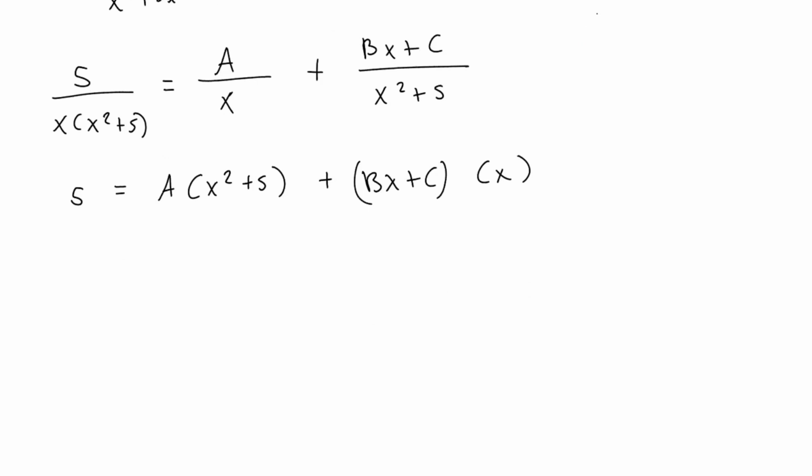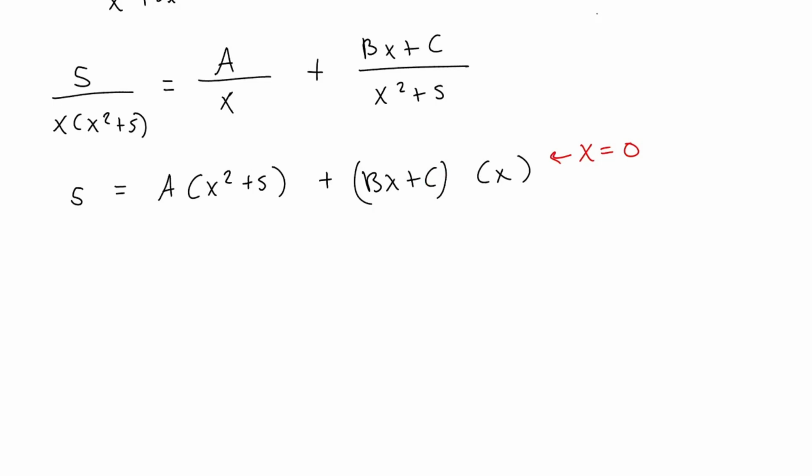So now something really cool is going to happen here. I can actually sub in a 0. So if I do x is equal to 0, what's going to happen is this entire thing is just going to become 0. So let's just do that, and then we can just achieve our value of A. Right? So let's do that.